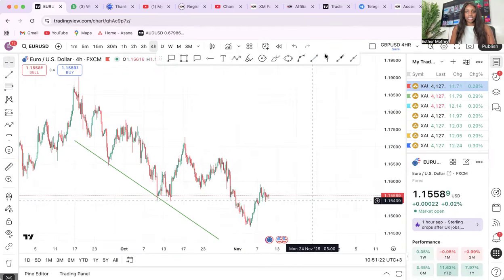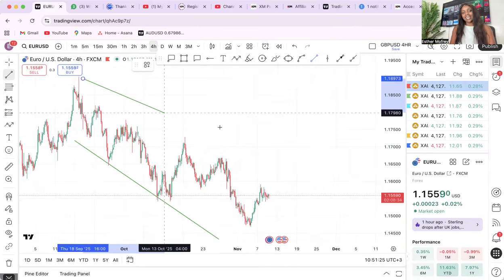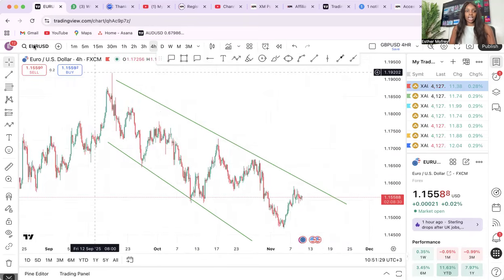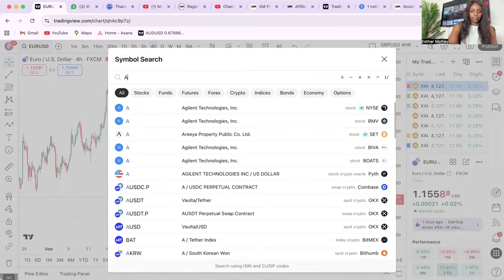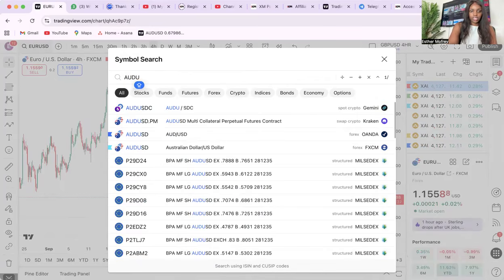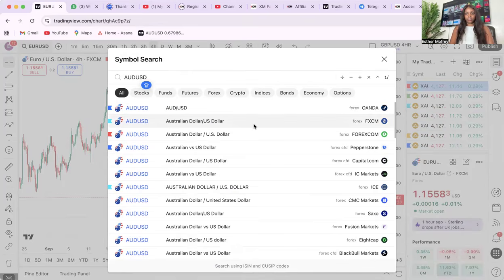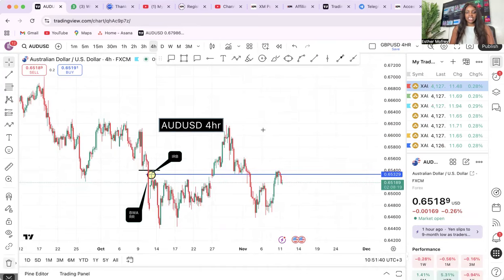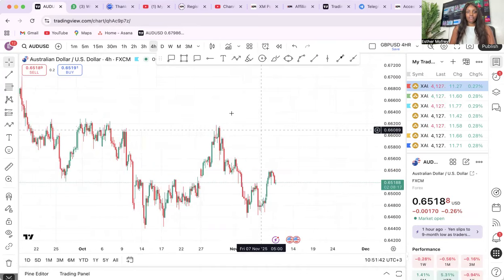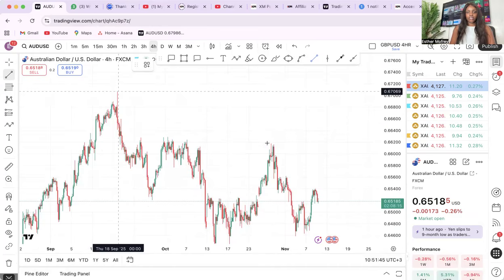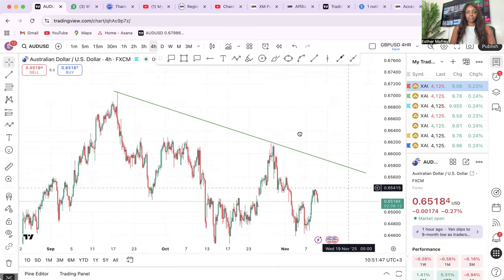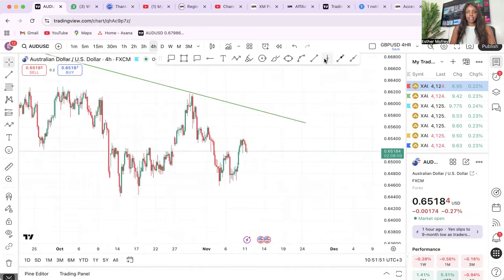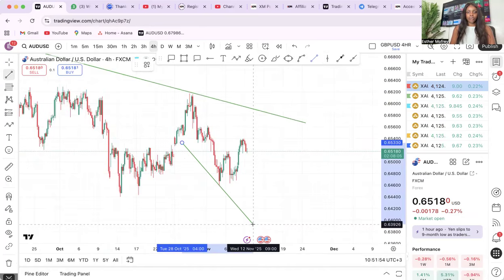Now this is Euro USD and this is a 4-hour chart. So this is a higher time frame and you can see it is still a downtrend. And the last one, let's check Aussie USD. You can see even it is selling. Even Aussie USD from this level, the market has been selling. Even here, you can see sellers have been going down.